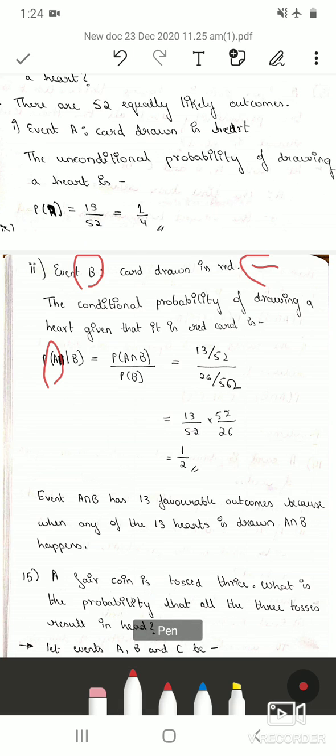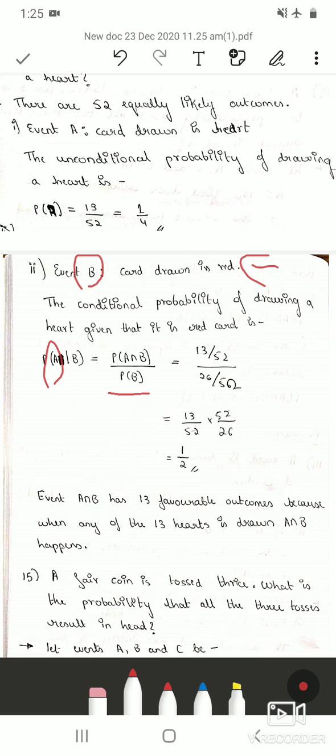So in a pack of cards, we know there are 26 red cards. Among that, we have 13 favorable outcomes, which are the 13 hearts. So 13 hearts are red and 13 diamonds are red. Therefore probability of A intersection B would be 13 divided by 52, whole divided by probability of B, that is, the card drawn is red, which is 26 by 52, because there are 26 red cards.